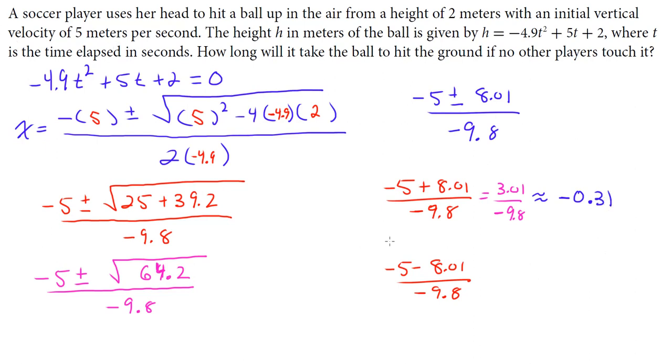And let's do the second fraction. So negative 5 minus 8.01 is negative 13.01. And negative 13.01 divided by negative 9.8 is approximately, when we round, 1.33. So we have a negative answer and a positive answer, and when we think about measuring how long it takes the ball to hit the ground, we can only measure that in positive time. So therefore, the solution is that it will take the ball approximately 1.33 seconds to hit the ground.